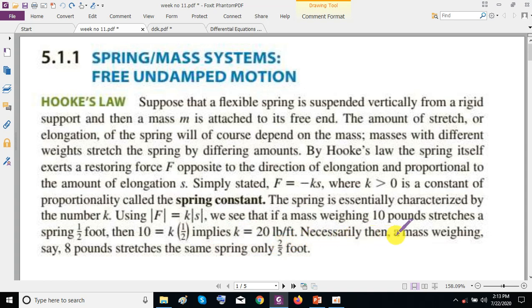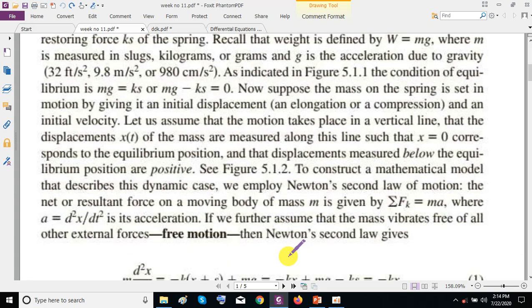Necessarily, then a mass weighing, say, 8 pounds stretches the same spring only 2 by 5 feet. Okay, if we decrease the mass on the spring, it will decrease the stretch of the spring.